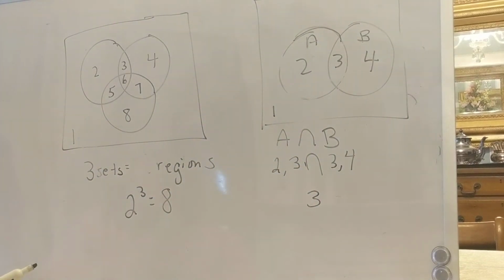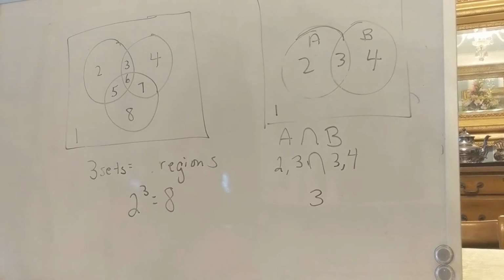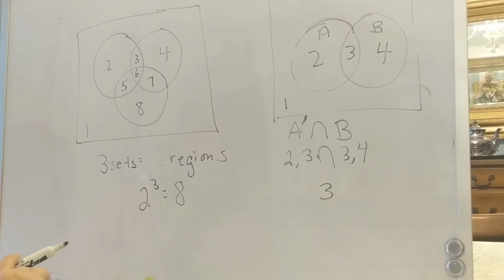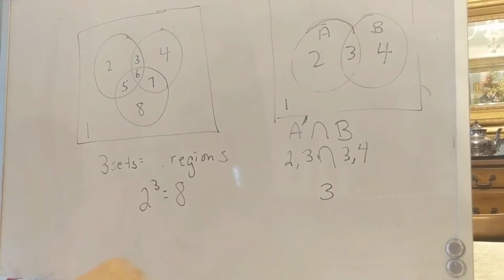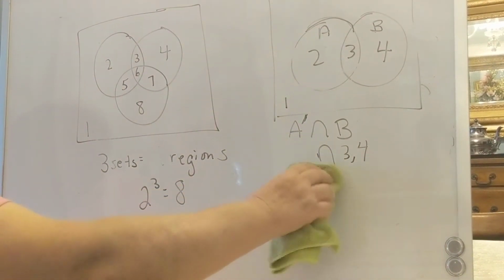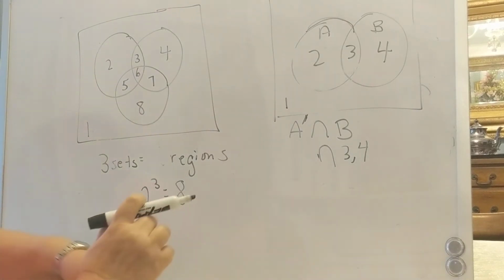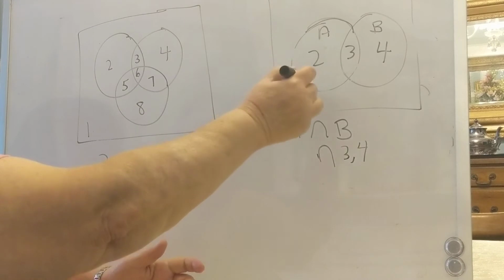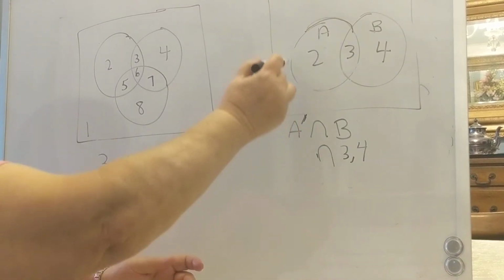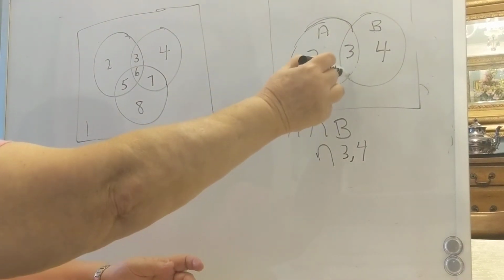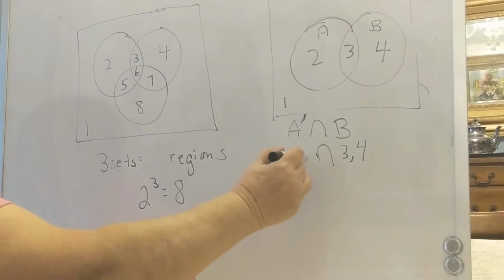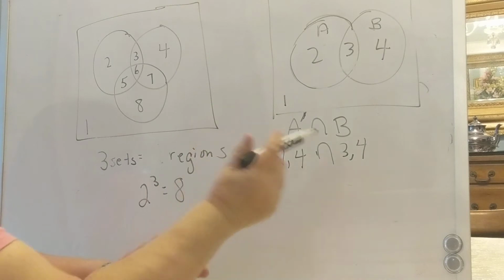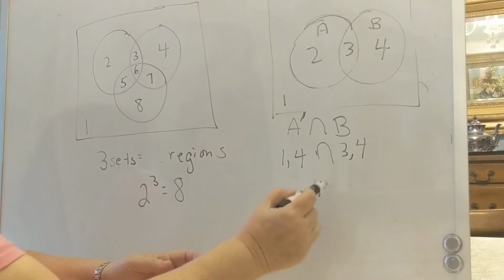Okay. Now, the reason I want you to get used to that is, let's say it's this. A prime, or the complement of A. I call it A prime half the time because that's another name for it. What's not in A? The regions that are not in A are 1 and 4. And the regions in B are 3 and 4. So the intersection is 4.